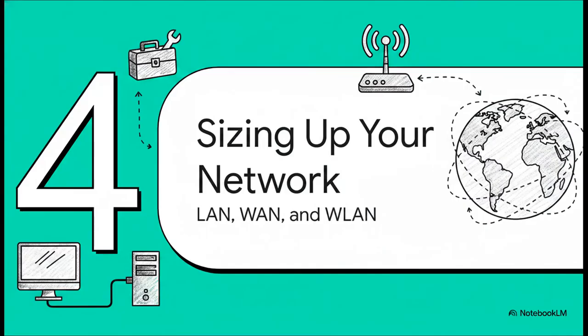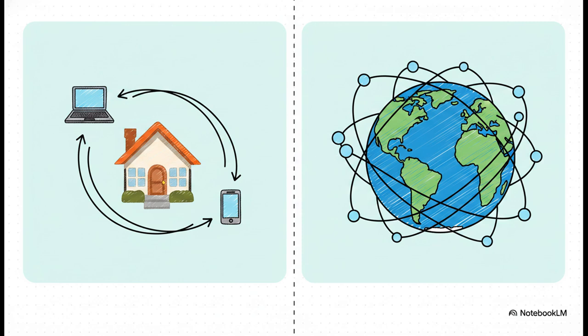Section 4, sizing up your network. Networks actually span vastly different geographical scales. The big 2 you'll hear about are LAN and WAN. LAN stands for Local Area Network. And just like the name implies, this covers a small local area. Your home network, a school lab, or a single office building. Those are all LANs. On the flip side, we have WAN, which stands for Wide Area Network.